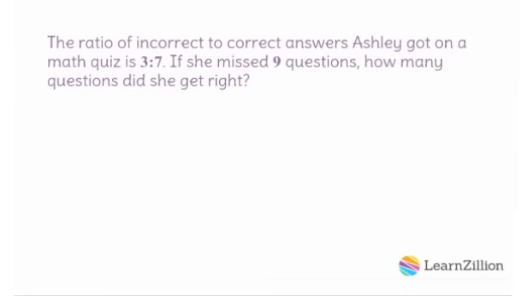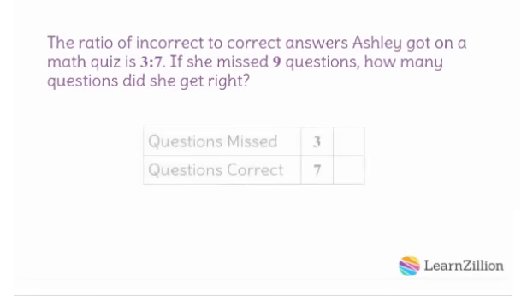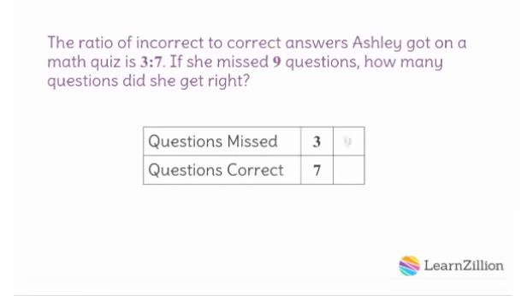The ratio of incorrect to correct answers Ashley got on a math quiz is 3 to 7. If she missed 9 questions, how many questions did she get right? Again, we can use equivalent ratios to determine the number of questions Ashley got correct. Let's use a table. In order to go from 3 questions missed in our ratio to 9 questions missed, the actual number of questions that Ashley missed on the quiz, we need to look for a multiplicative relationship.